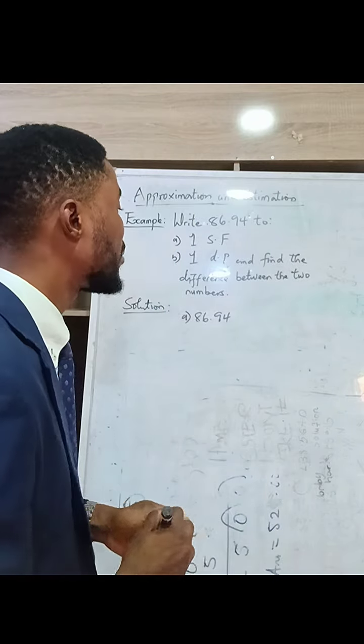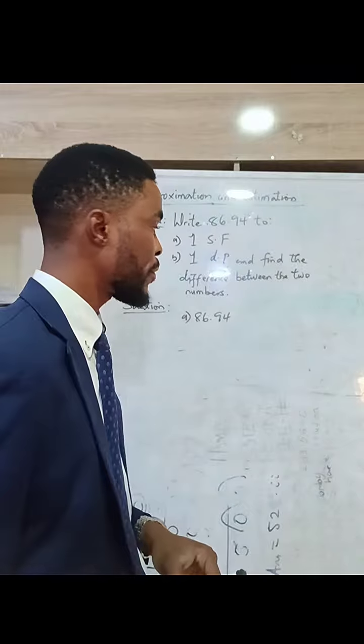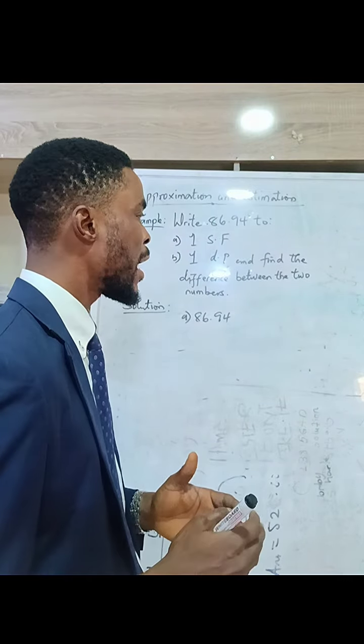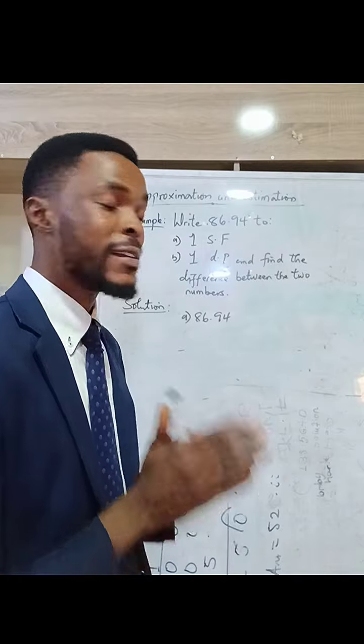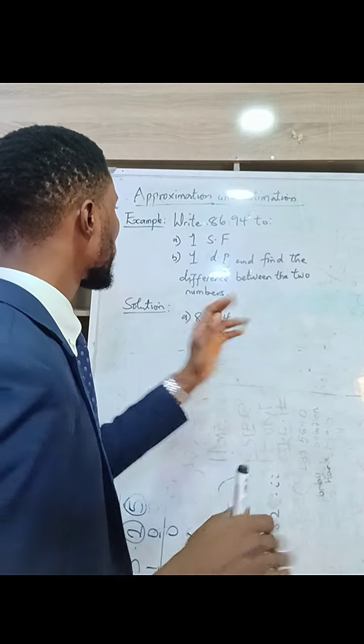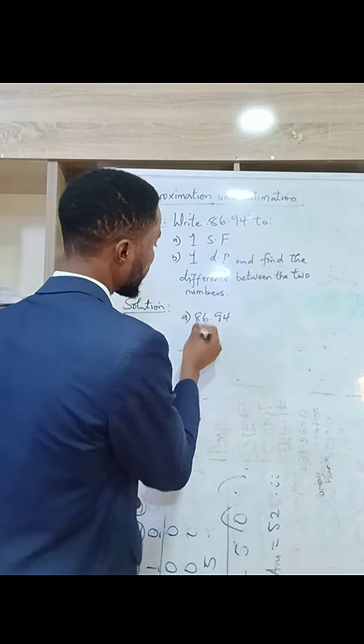So in this case, by looking at this question in which we have 86.94, we have 4 digits there, and the 4 digits are significant. And the first question says to one significant figure. It means that this is the first significant digit.